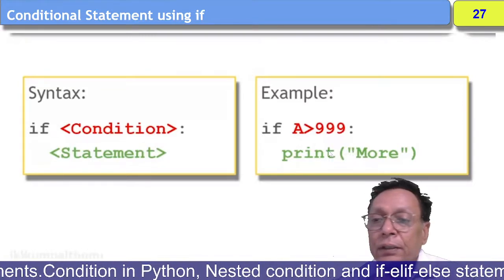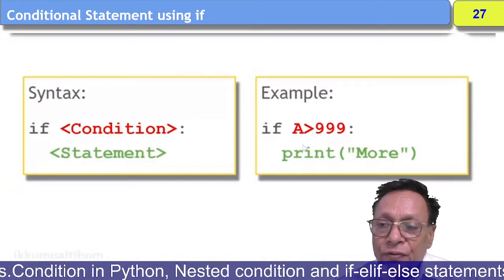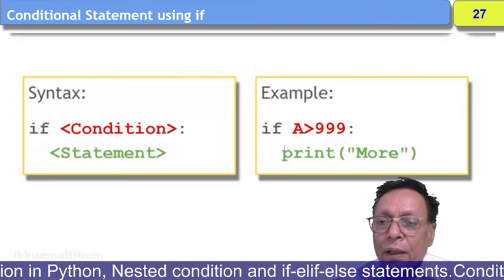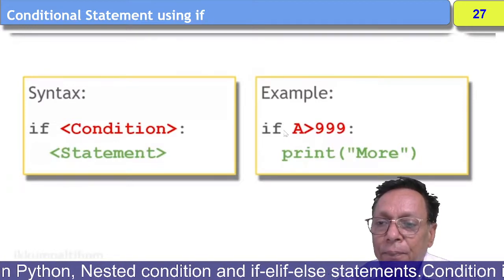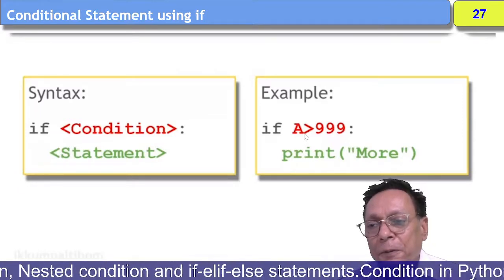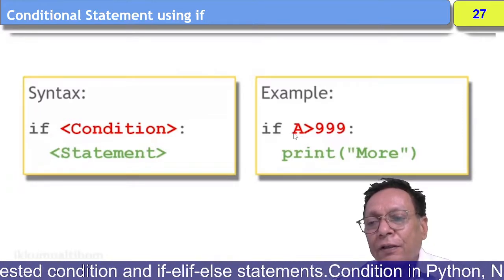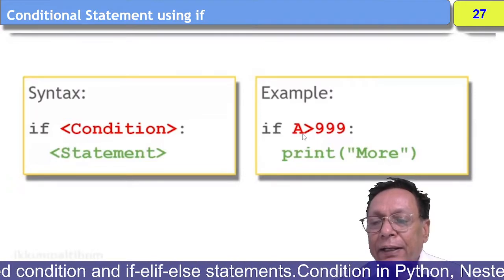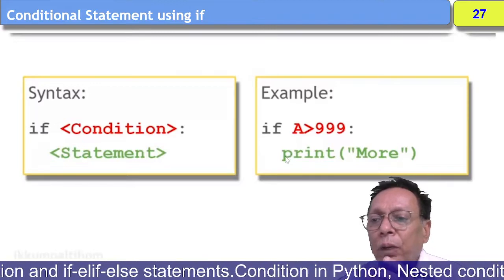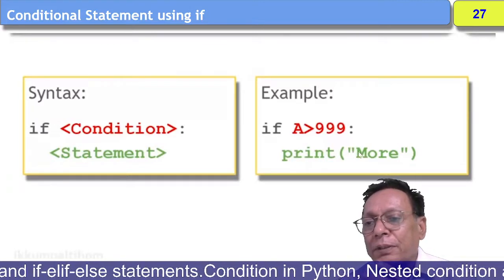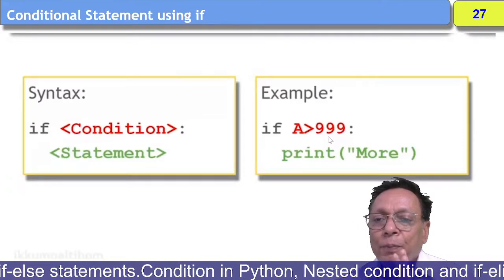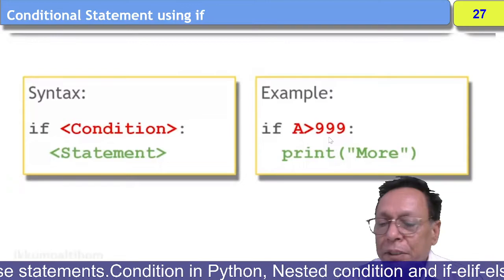So over here you will observe that the indent of this statement is the third column. So this statement is inside the condition scope. It means if the value of A is greater than 999, then the subsequent statement, that is print, will print more, because this will be executed only when this condition is true. So this way we can apply the condition in Python.